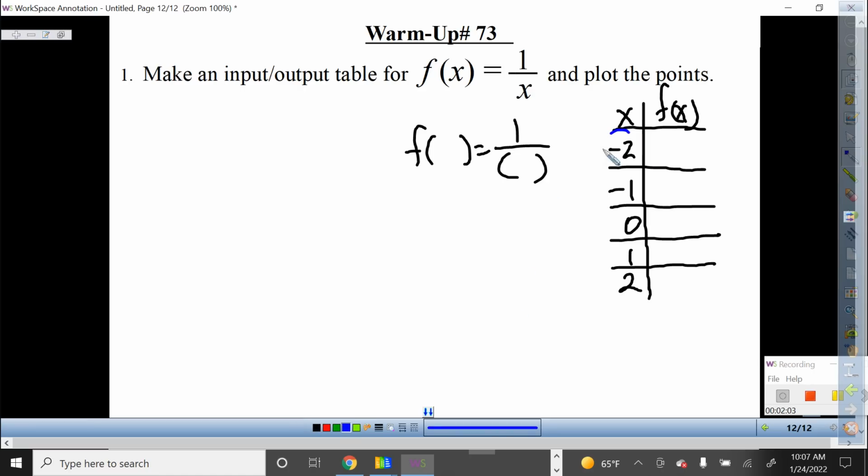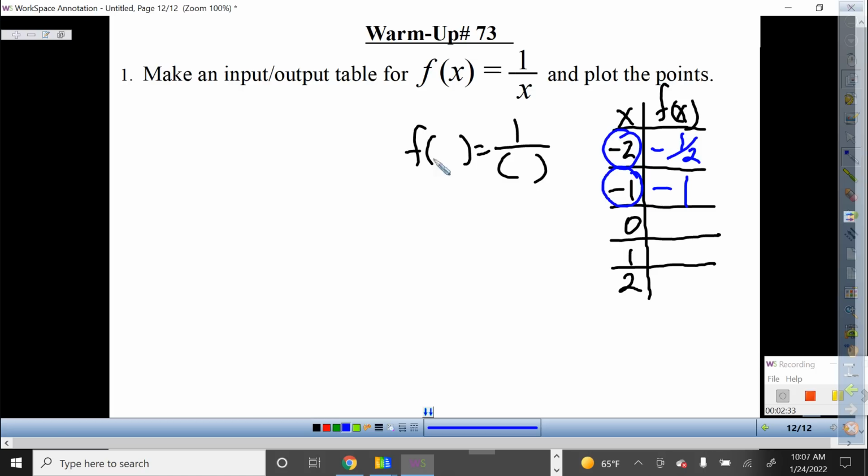So which is our first value? Negative 2. So here you go. I'm not going to write it in, I'm just going to show you. So if I was to write here negative 2, what do we get? 1 over negative 2, which is negative 1/2. That is correct. Next value, negative 1. I substitute negative 1 here, negative 1 here. I end up with 1 over negative 1, which is negative 1. I'm going to skip 0 for right now. I want to talk about that in a little bit.